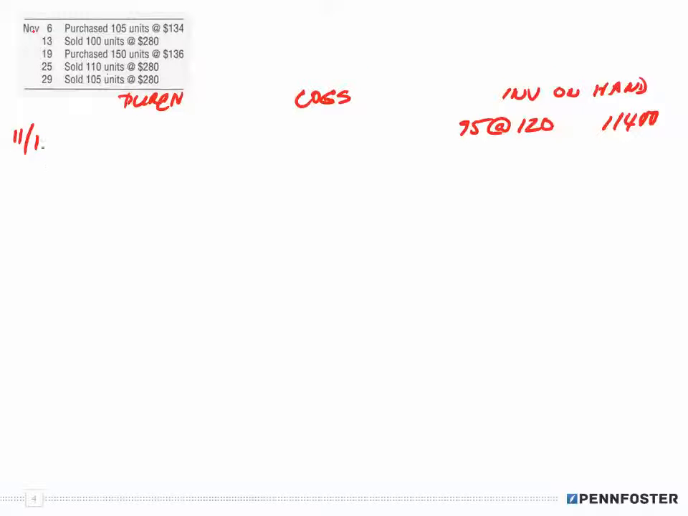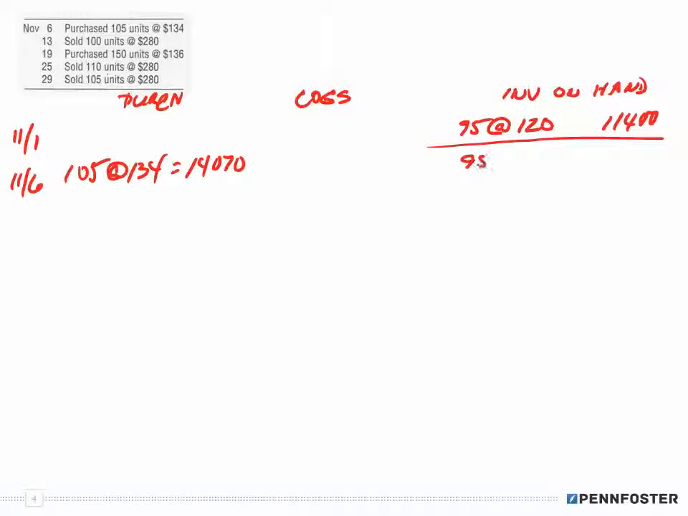So now on November 6th, we're purchasing 105 units at 134, which gives me $14,070. And so now let me do it like this. I don't want to write across the screen.